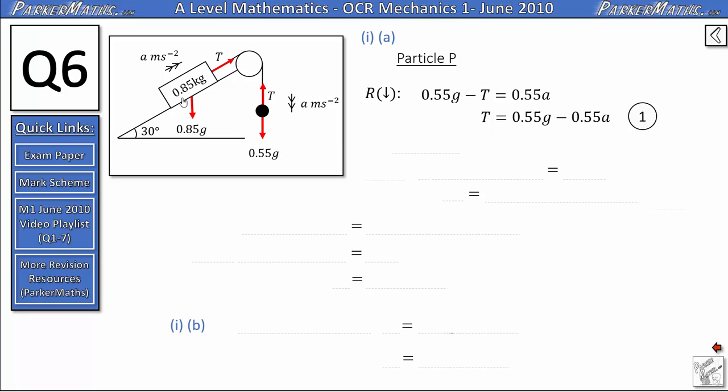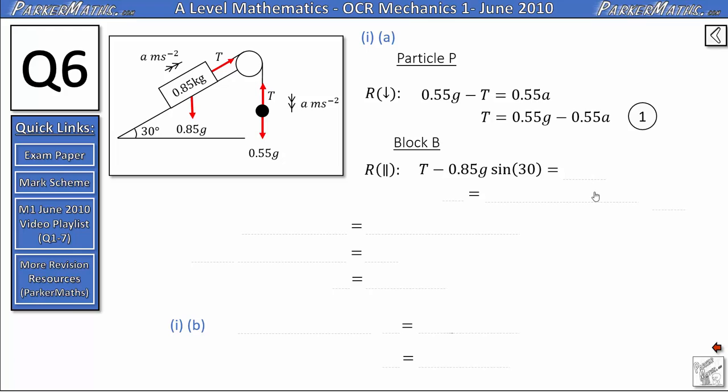Next we'll consider the forces acting on the block in the direction of the slope. We'll take up the slope to be positive because that's the direction we've assumed acceleration is in, and we get a force T, and we're going to subtract a component of the weight force going down the slope. And because we're taking it in the direction that doesn't include the angle here, remember this angle the other side would be 30 degrees, then we can say that that force is 0.85 G sine 30.